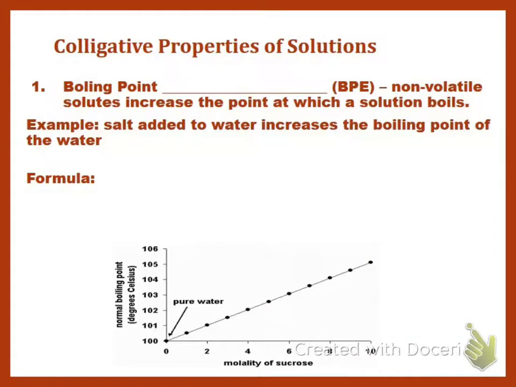So the first one, now we're going back to number 1, is boiling point elevation, meaning it raises the boiling point. So if I add that non-volatile solute, it raises the boiling point. Okay? So an example is adding salt to water.